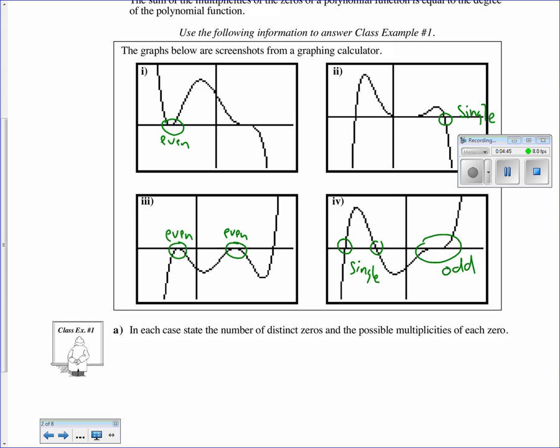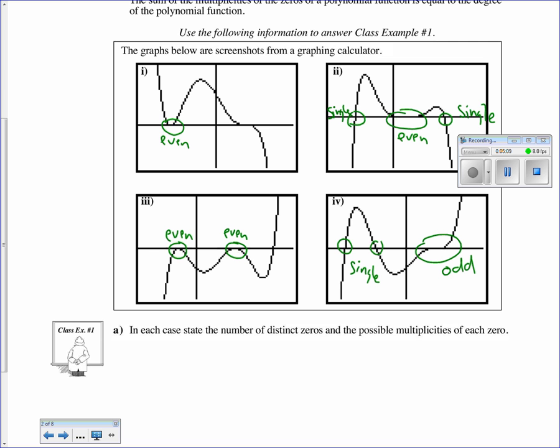Now what's this one? This one didn't go through. It actually is an even. It goes up, or it comes down and then goes up. It's an even multiplicity. Here is an odd multiplicity, pardon me, not an odd, a single, because it just goes straight through.